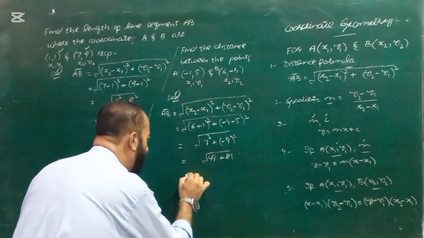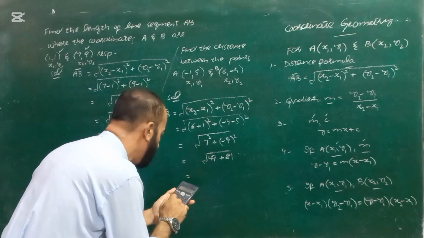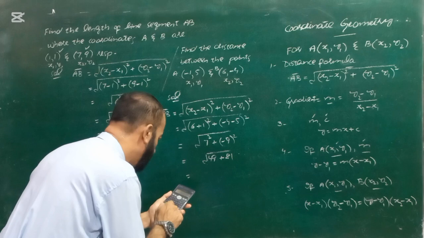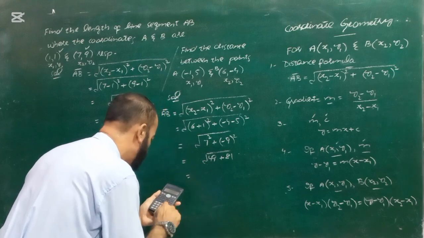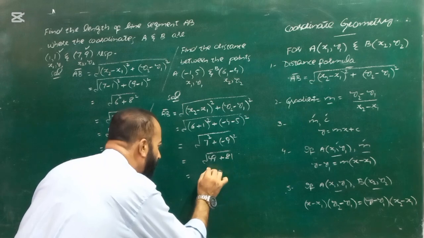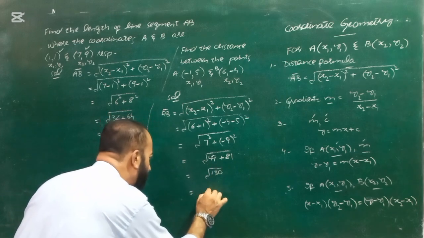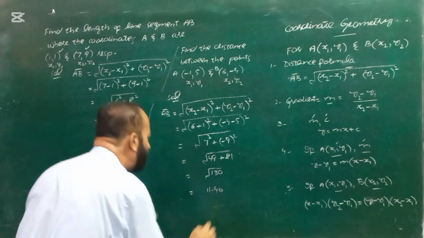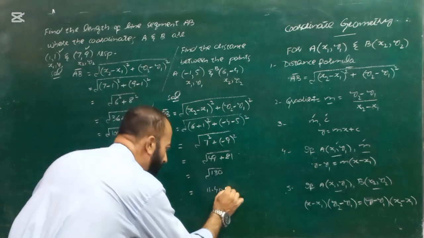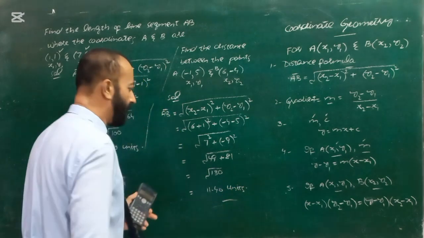So at this step you will add them and take the square root. So 81 plus 49 is 130, and the square root is 11.40. And because this is a distance, and the distance unit is not given in the question, we will write simply the units. So this is the answer.